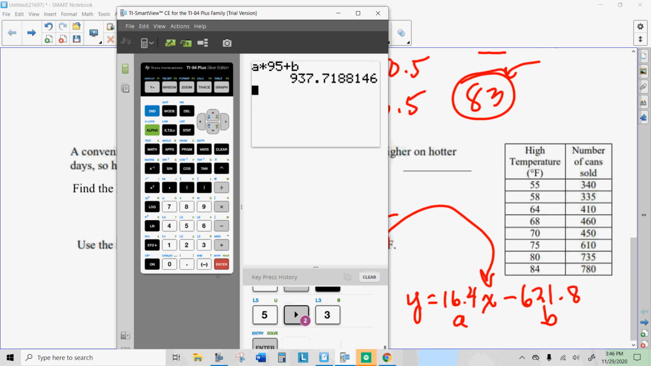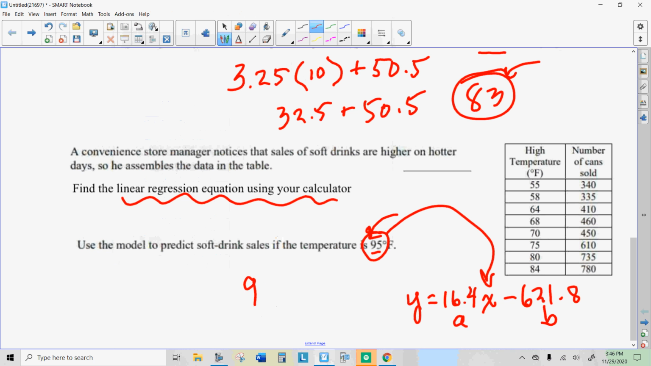And if I hit enter, the prediction from this equation is about 937.7. So let's say 938 cans. So quite a bit more if it's that hot out.